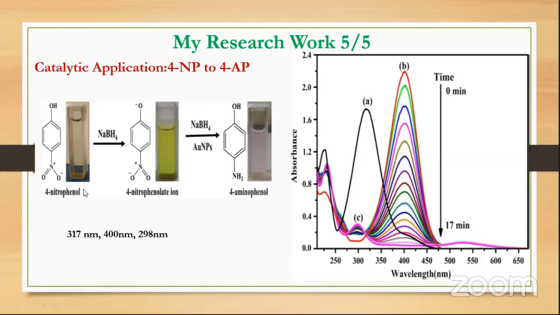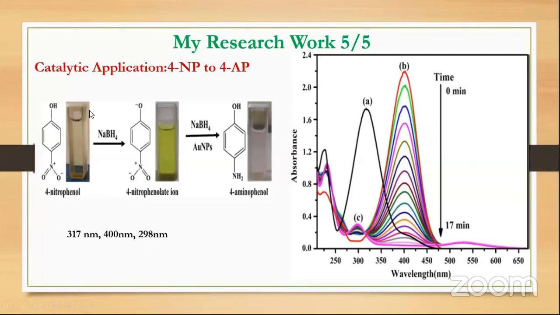Now see here, this is the para-nitrophenol solution, colorless. Here is the para-nitrophenolate ion solution, which is called the intermediate. This is called the final product, para-aminophenol. The para-nitrophenol is converted to para-aminophenol. This is the reaction we are going to investigate, and we have investigated it using our prepared nanoparticles.